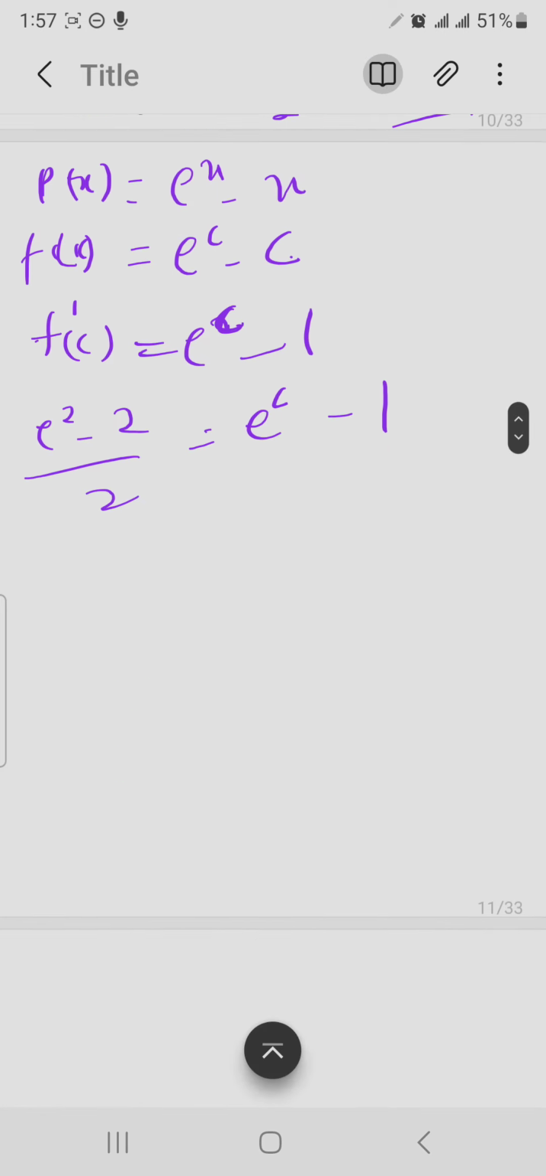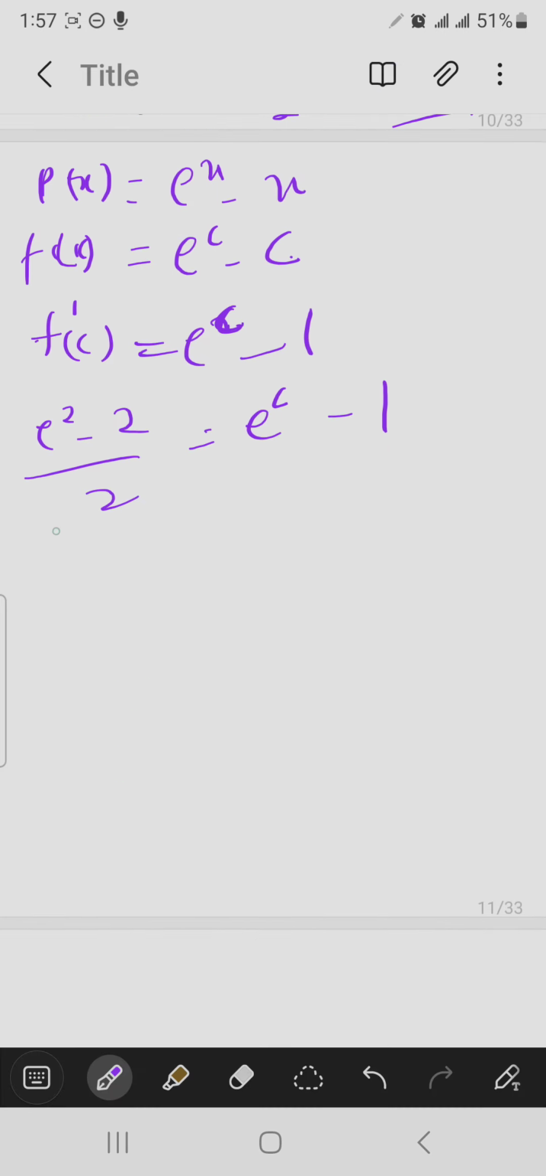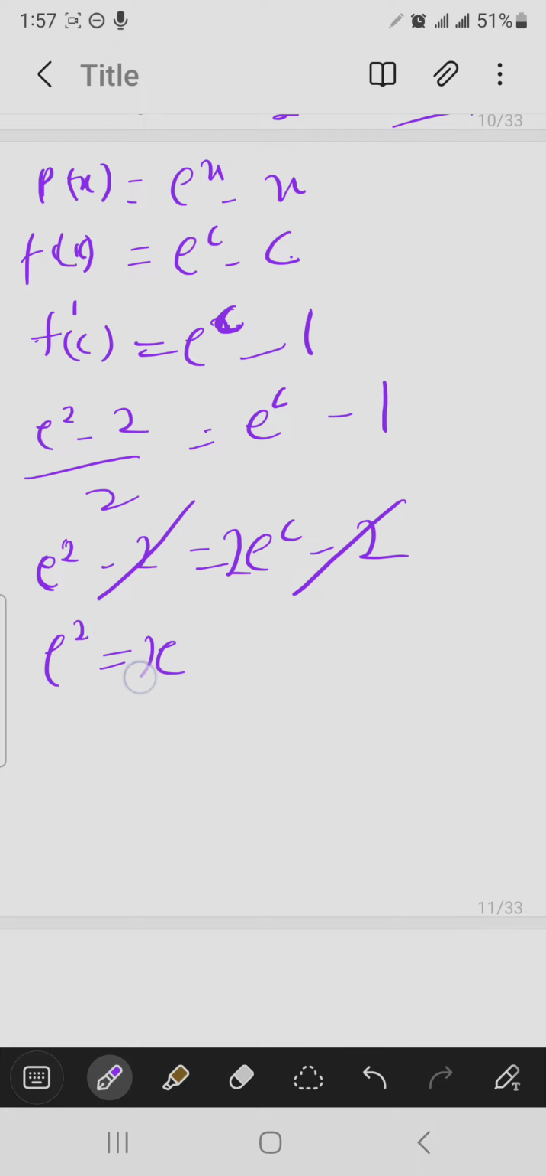So now this one tends to cross multiplication. This one will now be e raised to power 2 minus 2 equals to what? e raised to power c minus 2. And I hope this makes sense to you. Or it does not. So now, when this one comes here, it's going to cancel. This one will cancel this. We now have e raised to power 2 equals to e raised to power c.